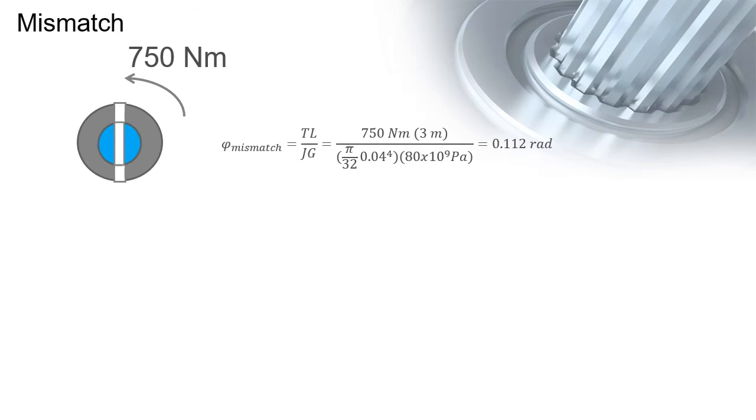Note that we are using 40 millimeters as the diameter in the computation for the polar moment of inertia, J, and 80 times 10 to the 9 Pascal, or 80 GPa, as the modulus of rigidity because it is the steel shaft that twists for the holes to be aligned. The aluminum shaft is not twisted. The angle of the mismatch is 0.112 radians.